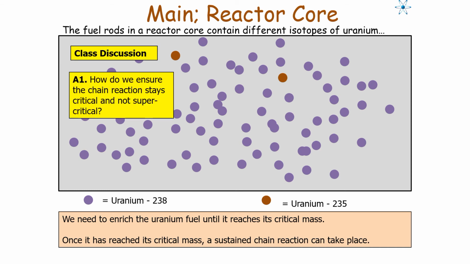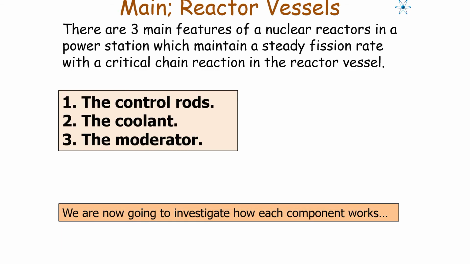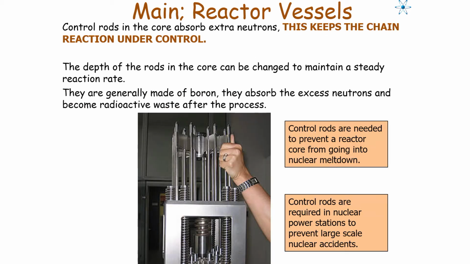Now, how do we ensure that the chain reaction stays critical and doesn't go supercritical and cause an uncontrolled chain reaction and therefore lead to a nuclear weapon? Well, there are three main features of nuclear reactors in a power station which maintain a steady fission rate with a critical chain reaction in the reactor vessel. The first one is this idea of a control rod. A control rod in the core absorbs extra neutrons, and this keeps the chain reaction under control. The depth of the rods in the core can be changed to maintain a steady reaction rate.